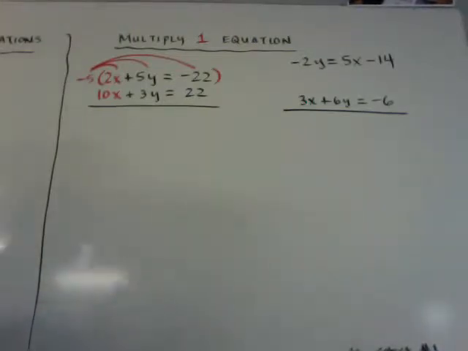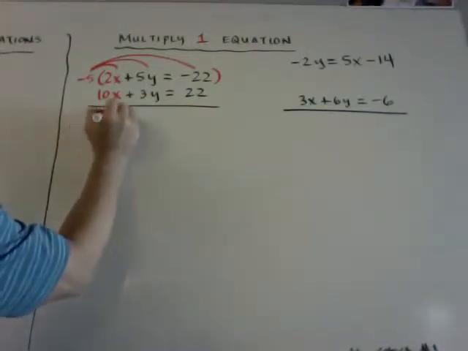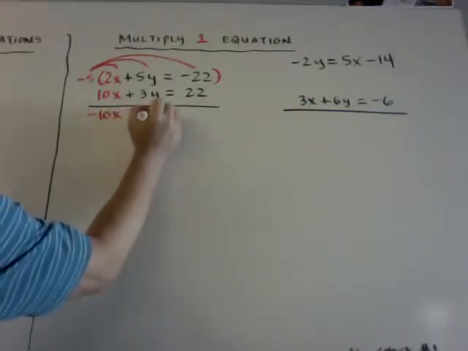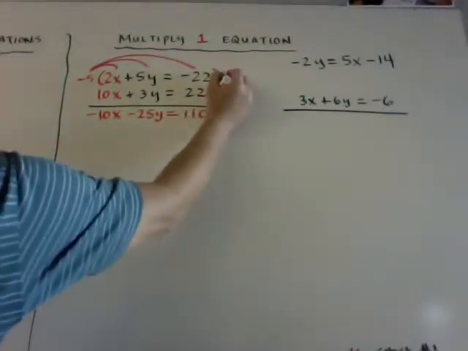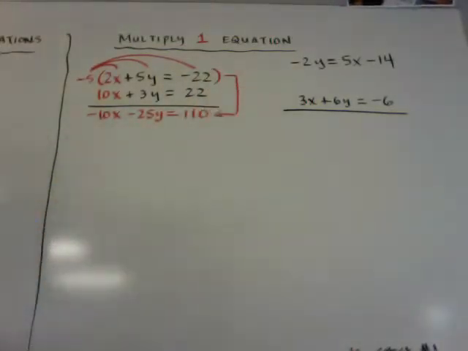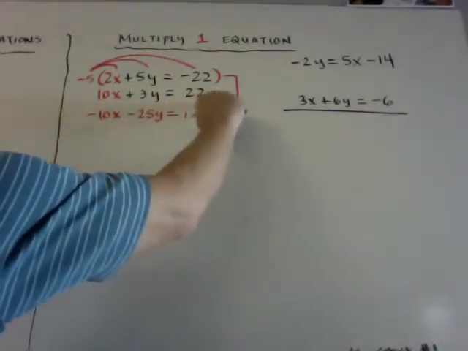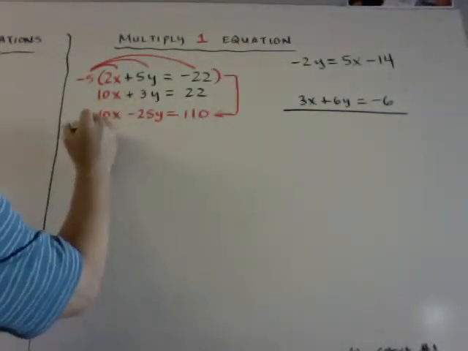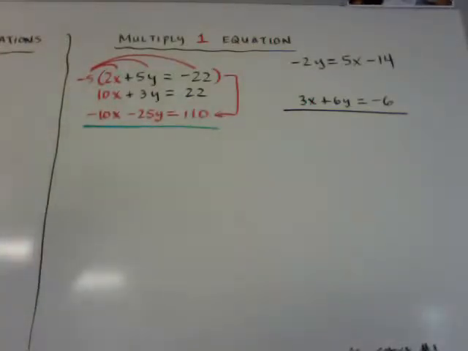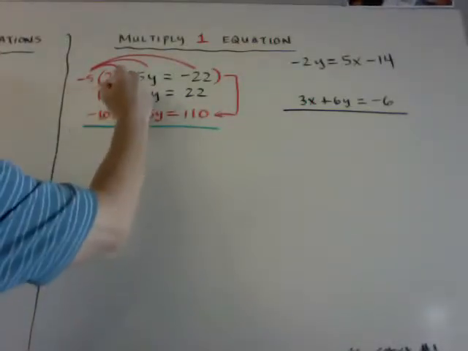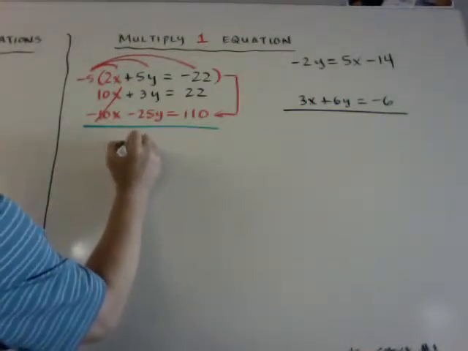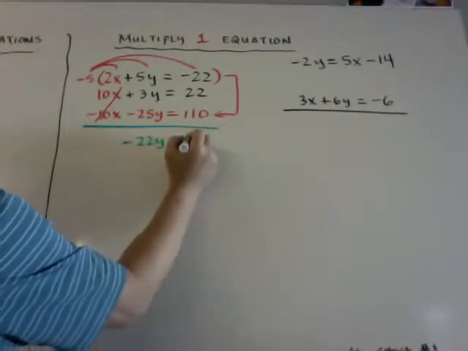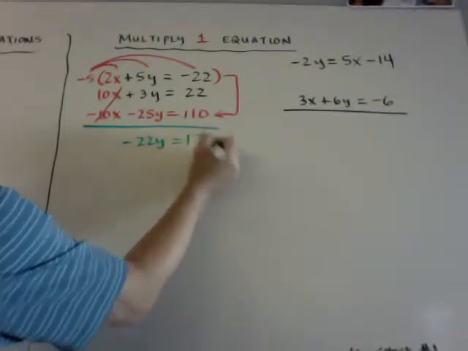Okay? So when I do that, I get negative 10x minus 25y is equal to positive 110. So this equation just became this equation. And now when I look at these two equations, I can put the line here. I can see that my x's get eliminated. That becomes 0. And now I can just add my y's, and I get negative 22y is equal to 132.